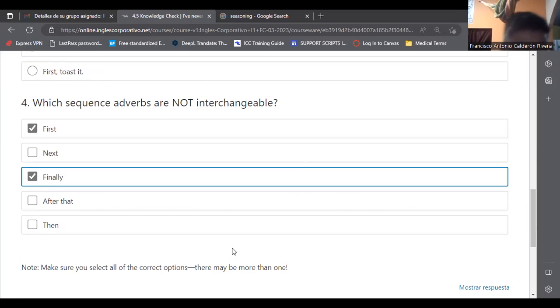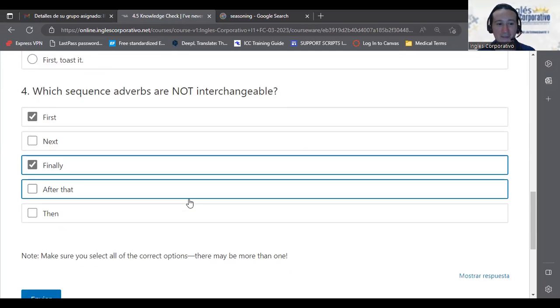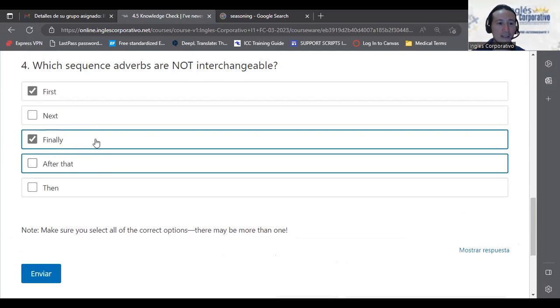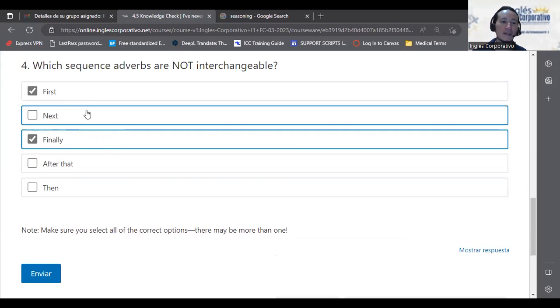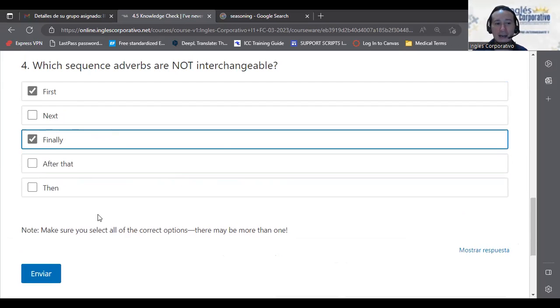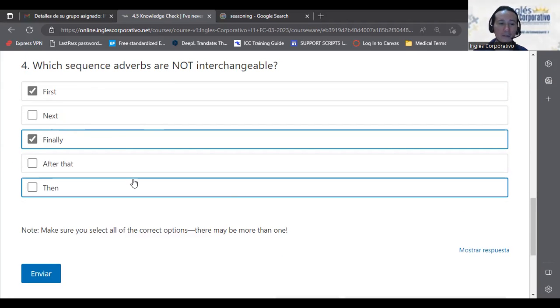First and finally. Right. Okay, very good. There you go, guys. Excellent. Thank you. Awesome. Okay, so yes, that is correct. First and finally. Then the other ones, you can change them. For example, you can say first, then you can say after that, and then next, or you can say first, then next, and after that, and that's okay. No problem. You can do that.